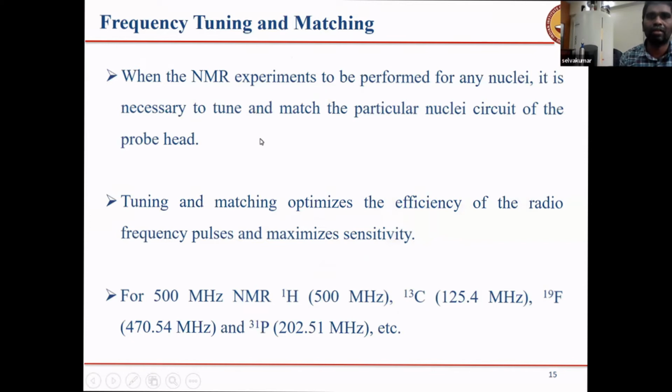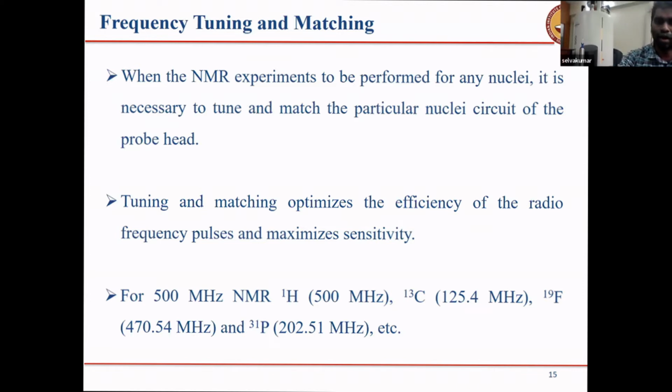Next, once spinning is done, we need to tune. We need to do the frequency tuning and matching. It means for any nucleus we are doing, we need to tune the radio frequency. If we want to do the proton NMR experiment, we need to tune the frequency at 500 megahertz. Tuning and matching optimizes the efficiency of radio frequency pulses and maximizes the sensitivity. This process is called tuning and ATMA, or tuning and matching. People use different terms.